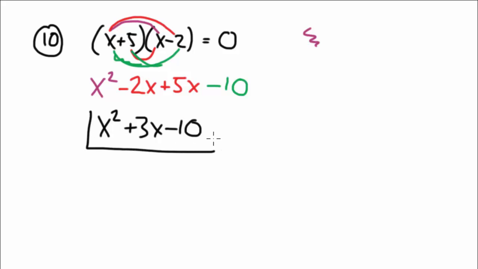The reason why I was doing it that way is quite often you're taught the method called FOIL, okay, and that's first, outside, inside, and last, right? But essentially, you always end up with 4 terms, and then you just collect the like terms together. So there's an x squared there, and collect the x's together, and then obviously you've got a number there as well. But that's your answer for that one.